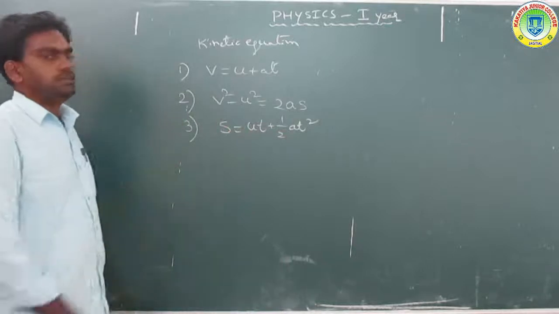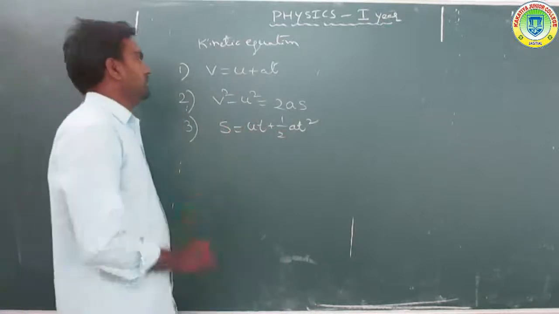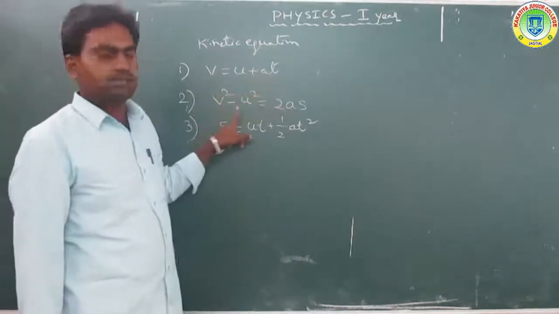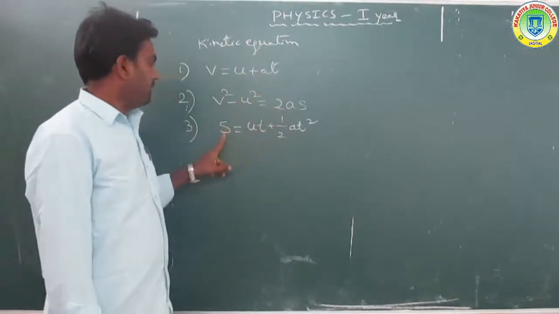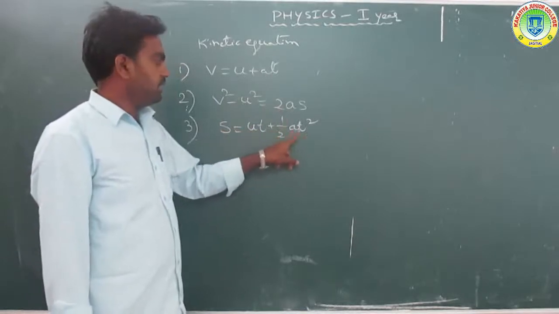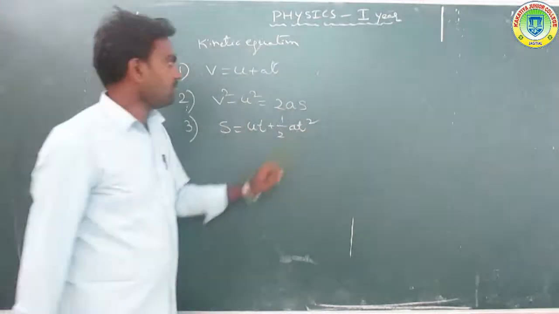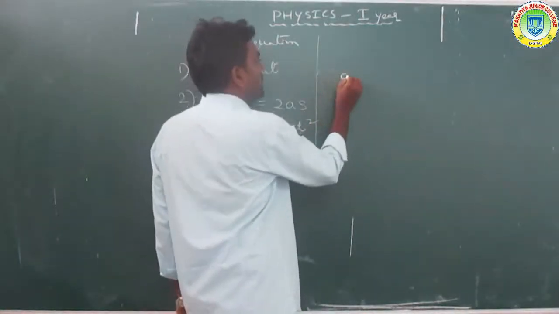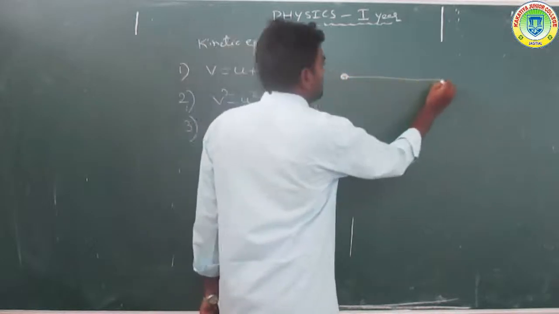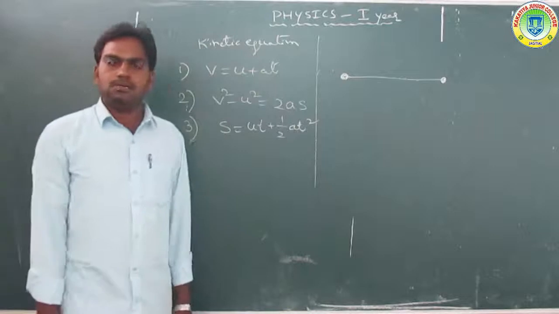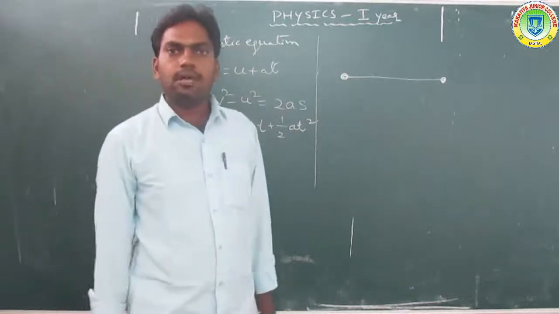So the kinematic equations in intermediate level study are v = u + at, v² − u² = 2as, and s = ut + ½at². Here, the body is starting from one point and moving to another point along a straight line.